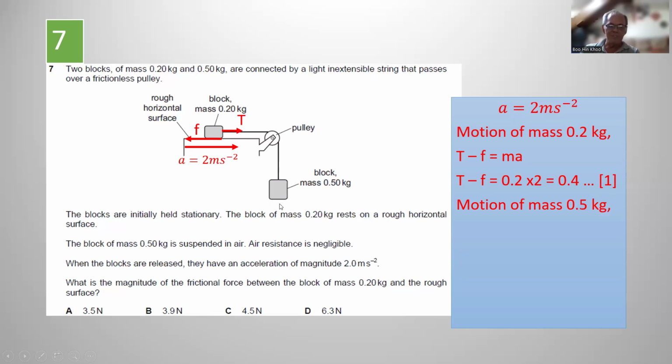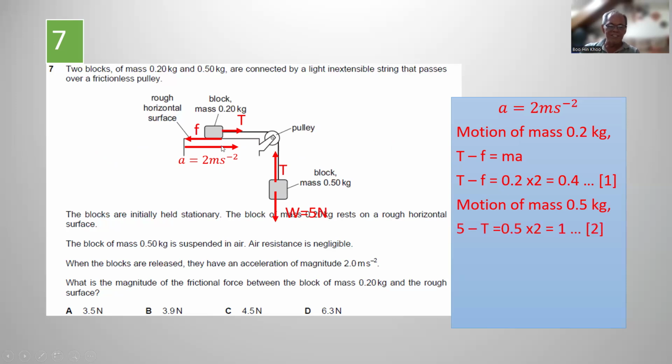Then consider the motion of the 0.5 kilogram. There's your tension, it's the same. The forces acting on 0.5 kilogram: the tension is pulling it up, the weight is pulling it down. Weight is 5 Newton. We approximate, because the answers are quite far away from each other, so no need to use 9.81 for an objective question. We do faster, use 10. So 10 times 0.5 is 5 Newton.